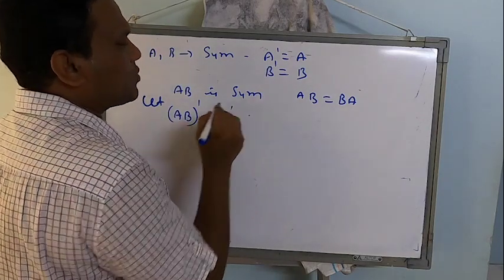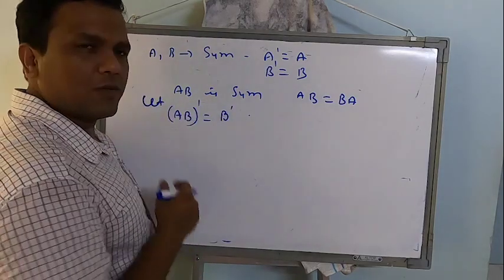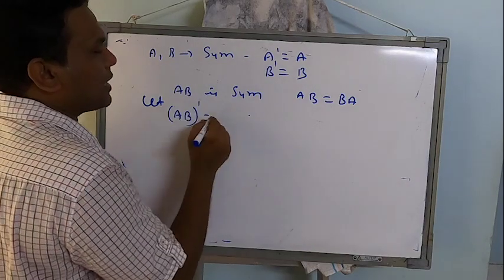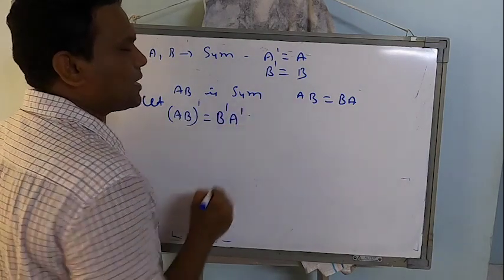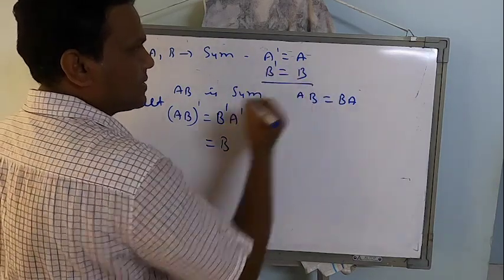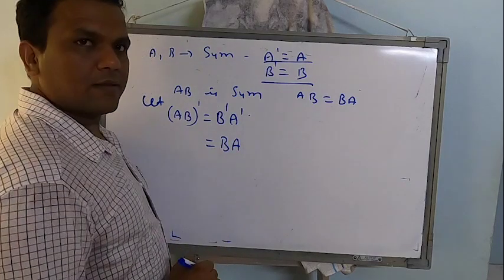This is not explained in the normal classes that we have finished, so just make a note of this. Now we know that (AB) transpose can be written as B transpose multiplied by A transpose. What is B transpose? B, because it's a symmetric matrix. And what is A transpose? It is A.